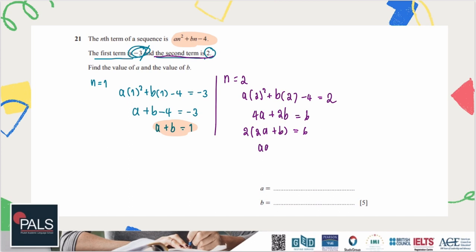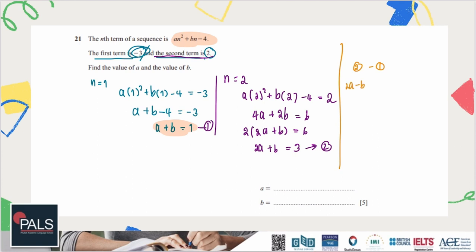So 2a plus b equal to 6 over 2 is 3. So this is a simultaneous equation. This is the first equation and the second equation. So we will subtract, right? So the second equation subtract by the first equation.